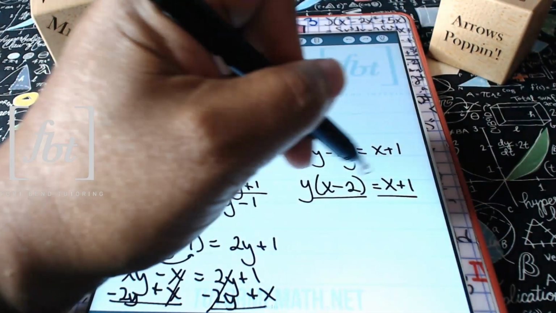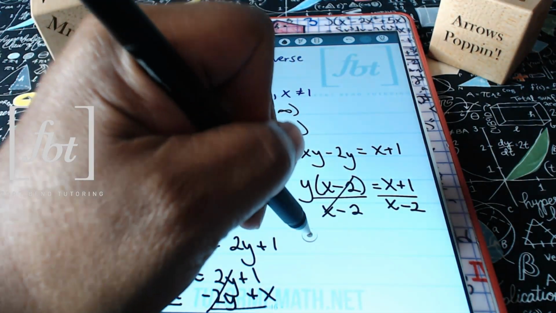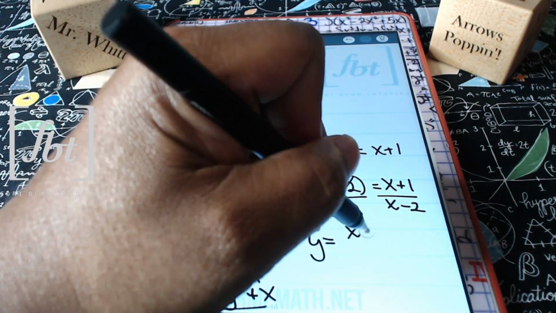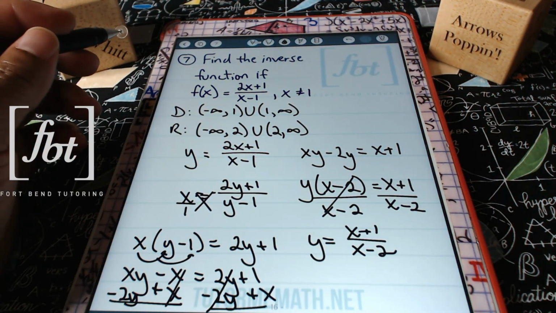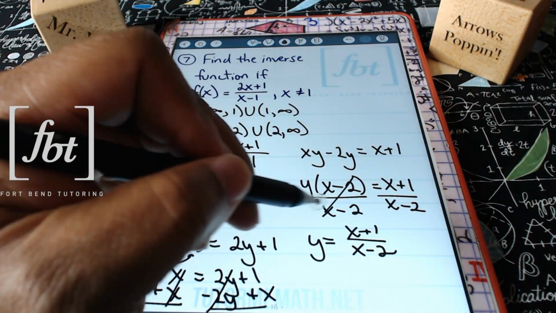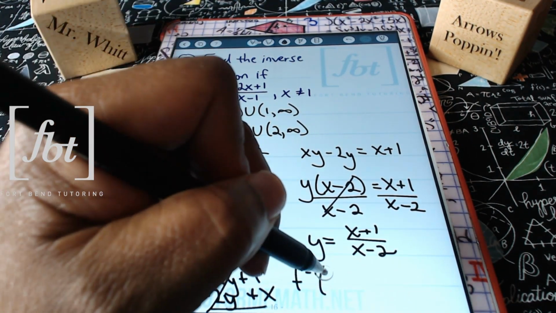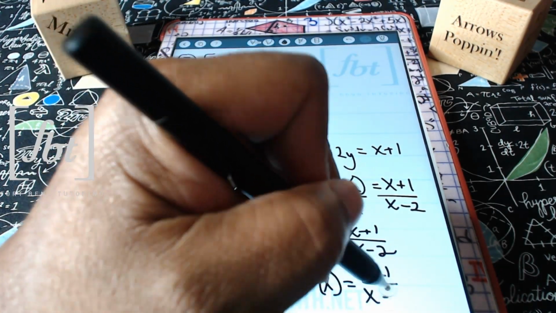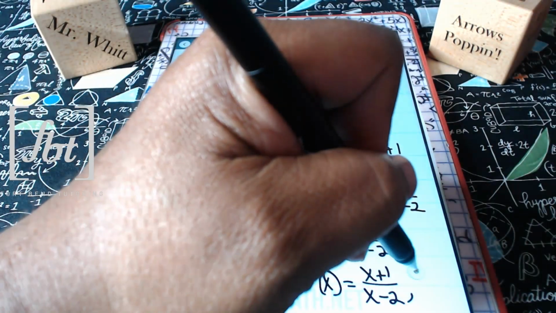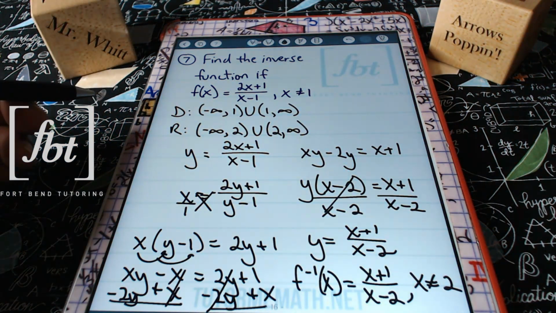And then go ahead and divide both sides by x minus 2, and you'll end up with y equals x plus 1 divided by x minus 2. Well, isn't that interesting? Because that means that once I write this in function notation, f to the negative first power of x equals x plus 1 divided by x minus 2, we'll throw in the restriction that x cannot equal 2, because that'll make it undefined.